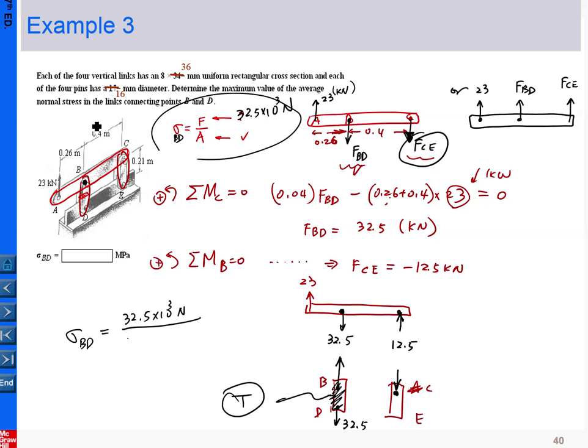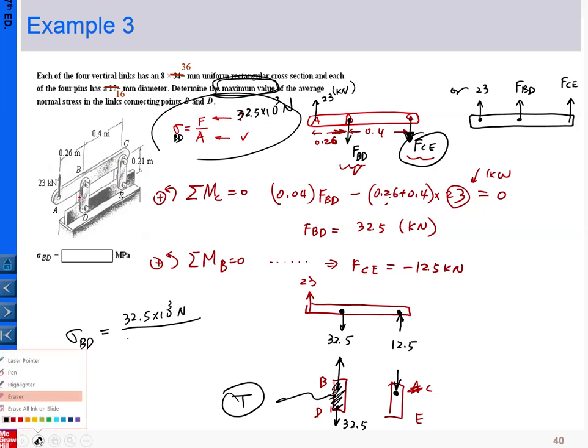Here we want to find the maximum value of the stress in link BD. Let me erase these things here. The maximum stress is in the smallest cross section, where the pin is located. This is a rectangular cross section, and there is a hole we drilled to house the pin. So the minimum area is here.